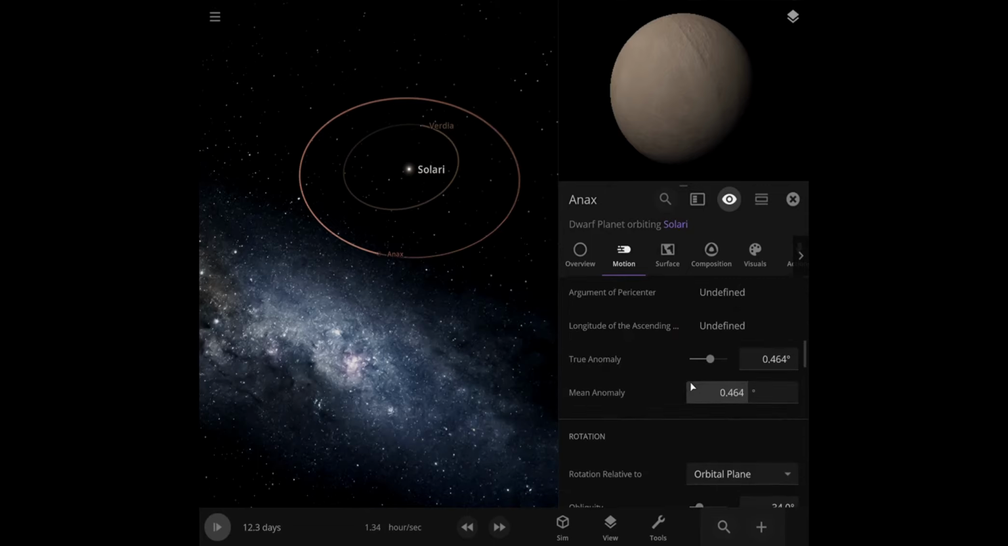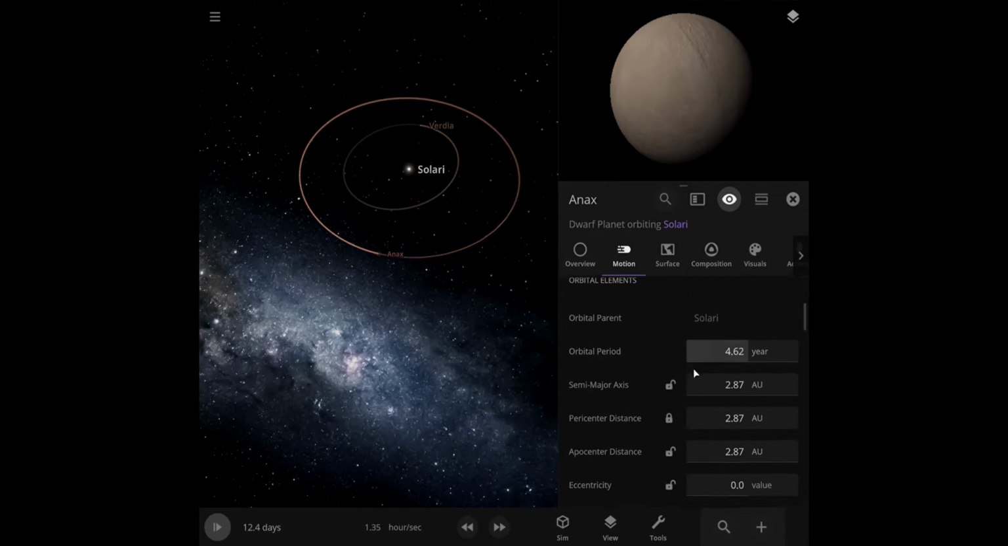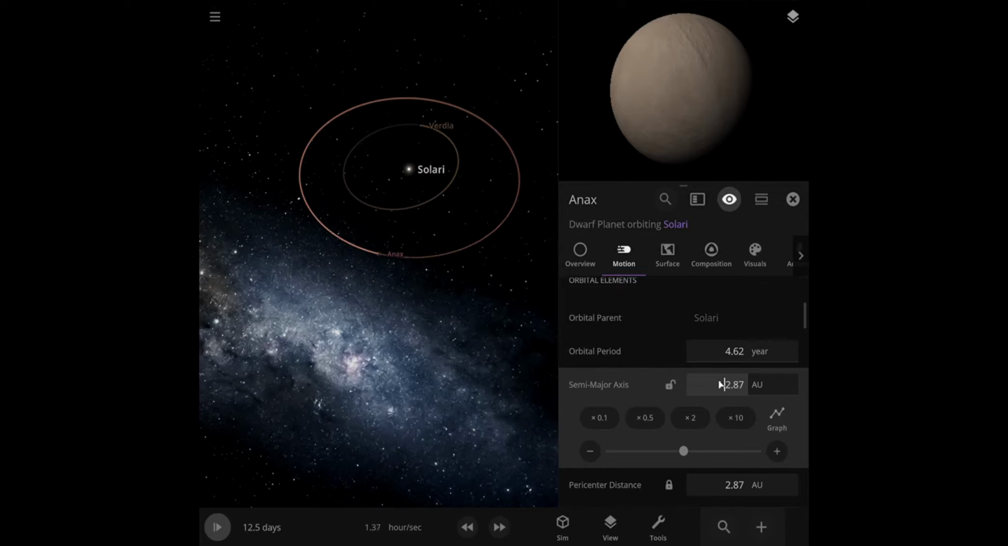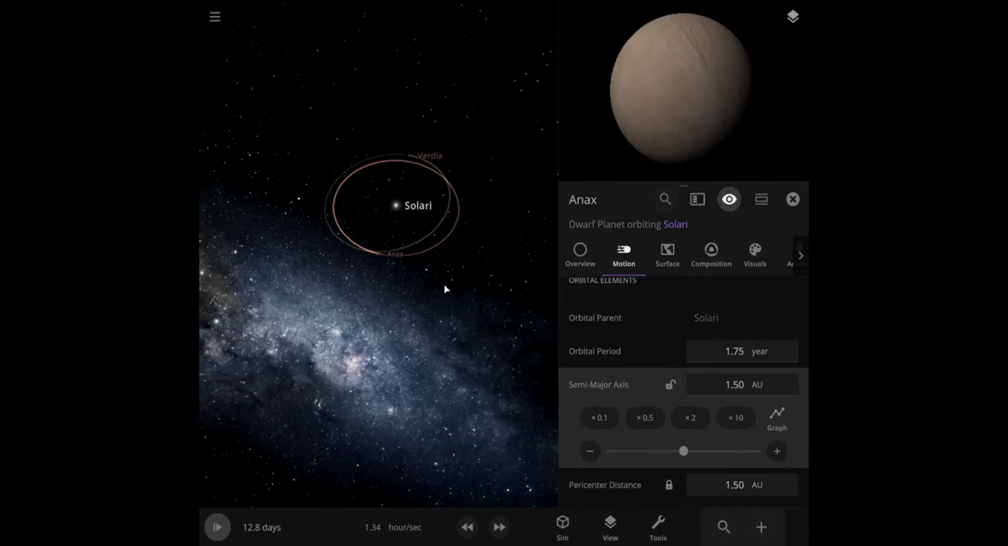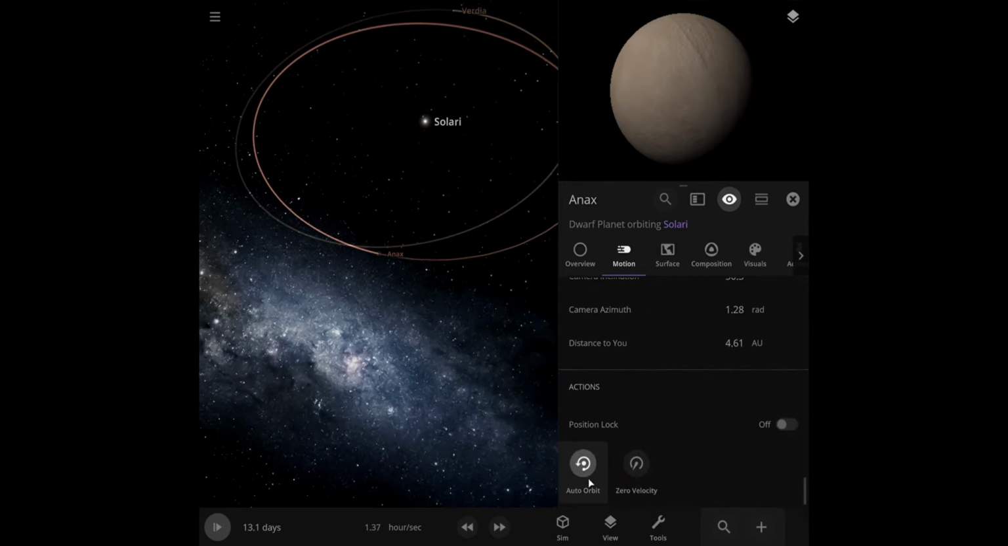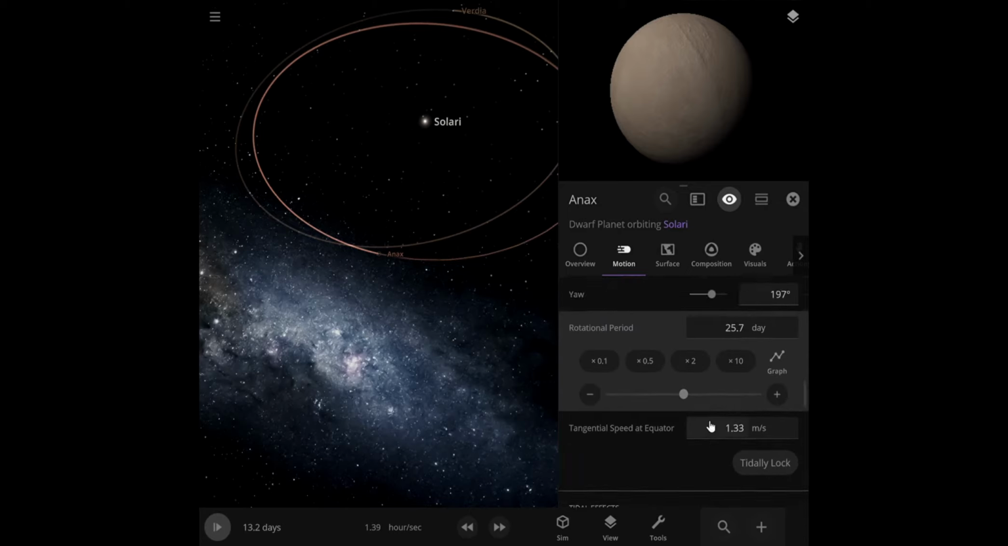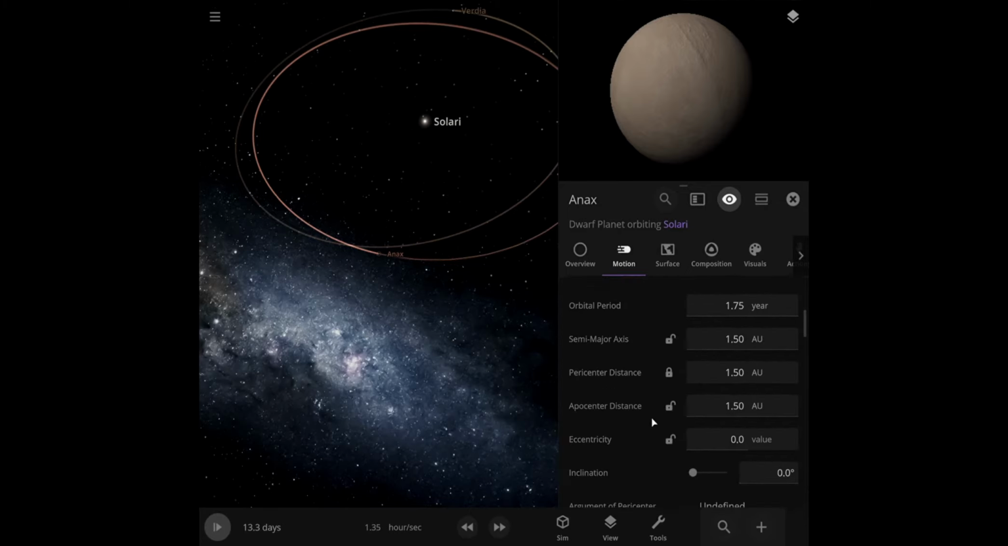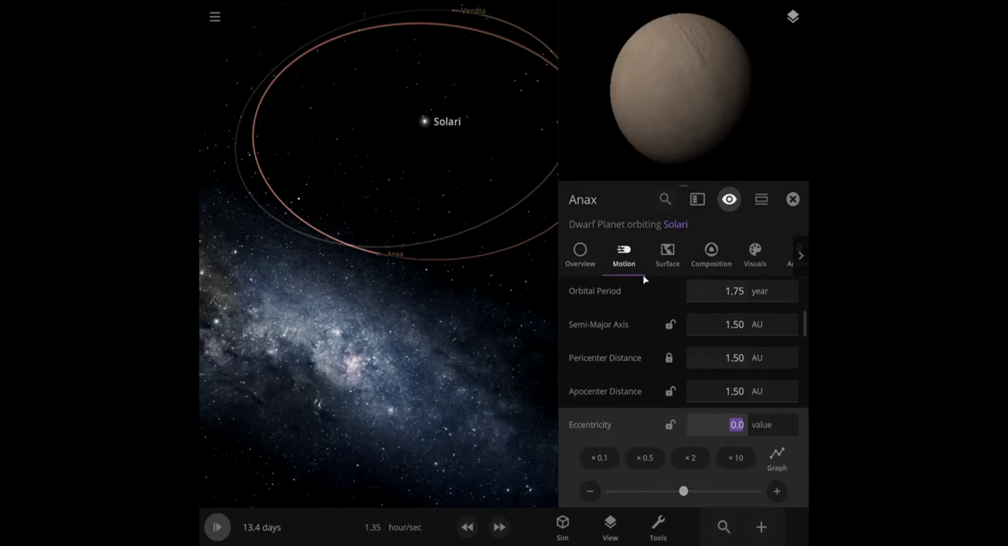Anyways, let's go all the way up. So semi-major axis of 1.5. I do not like this, 1.5. That is scarily close to Viridia, but whatever. Scroll down, auto orbit. Oh, it's already auto orbited. Okay, let's go back up. Eccentricity of 0.3.